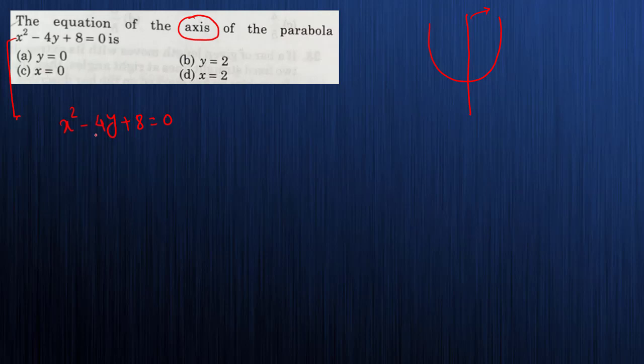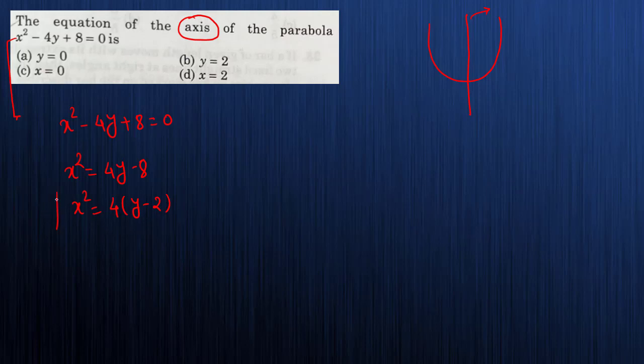And take all the y terms and the constant to the RHS. Okay, so I will be keeping this x square on the LHS and taking these both terms to the RHS. So 4y minus 8 equals x square. Okay, so what will happen after that? So if I take 4 common, I will be having y minus 2 equals x square.